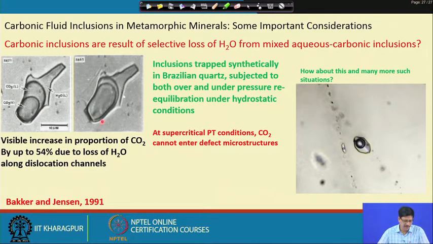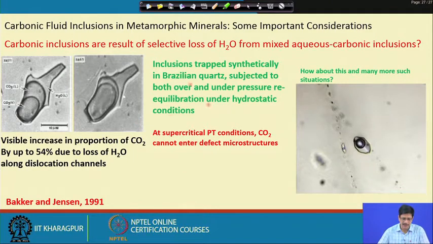It was then proposed that since water molecules are smaller compared to carbon dioxide, these water molecules could easily diffuse out or move out from the inclusion cavity, rendering this inclusion apparently with a higher carbon dioxide content. It could be seen here that there was a visible increase in the proportion of carbon dioxide by up to 54% due to loss of water along dislocation channels.